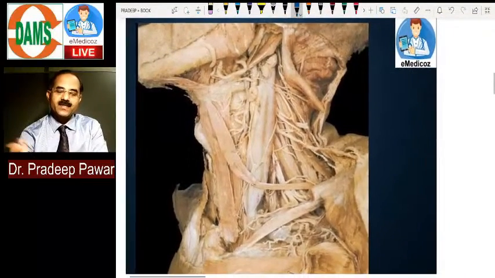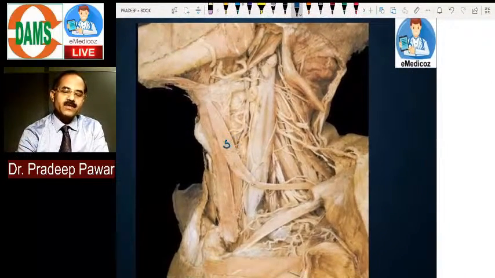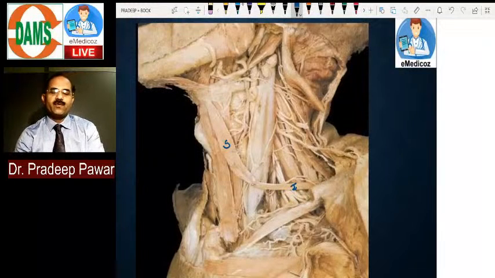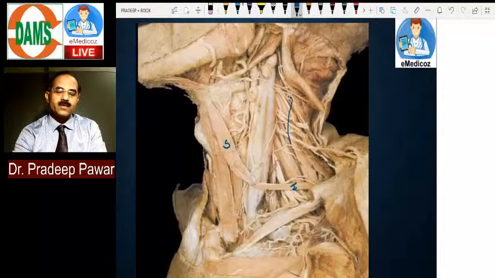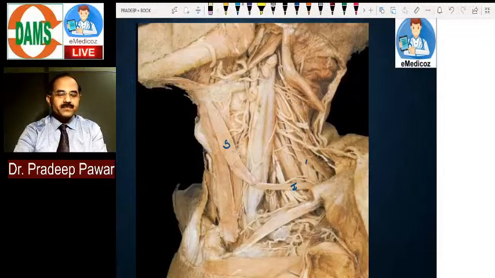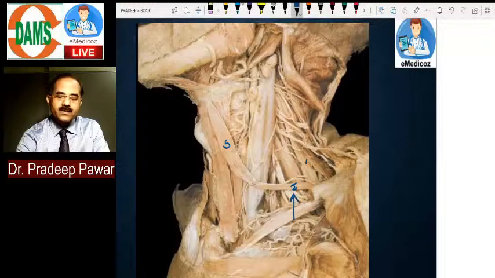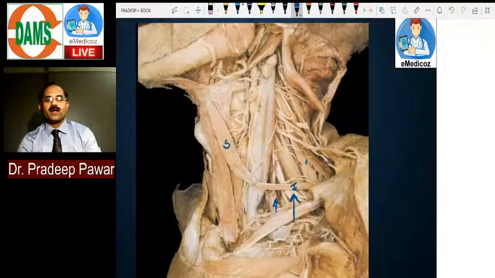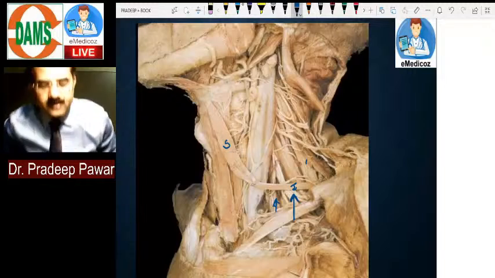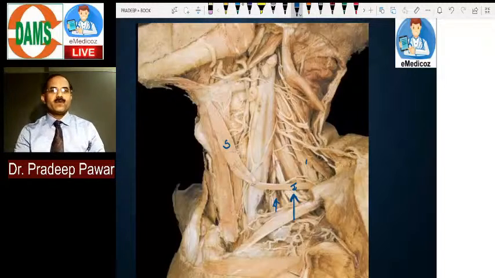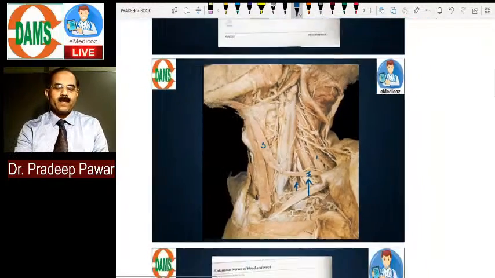Look at this. This is the omohyoid, the superior belly and the inferior belly of omohyoid. All this that you're seeing would be the floor of the posterior triangle. And this is the brachial plexus, and this would be the subclavian artery here. Just the relevant things I'm showing you.